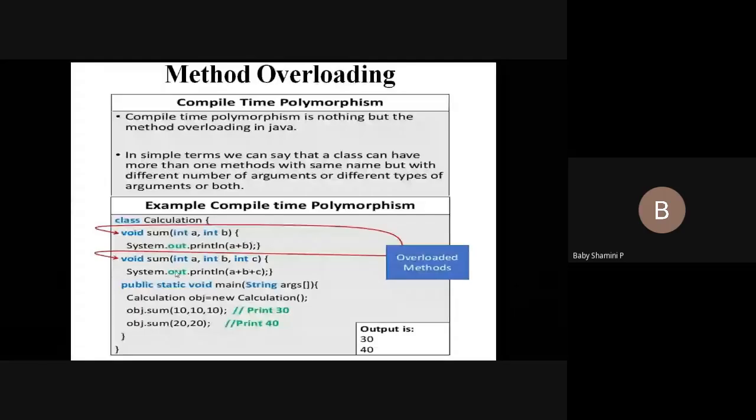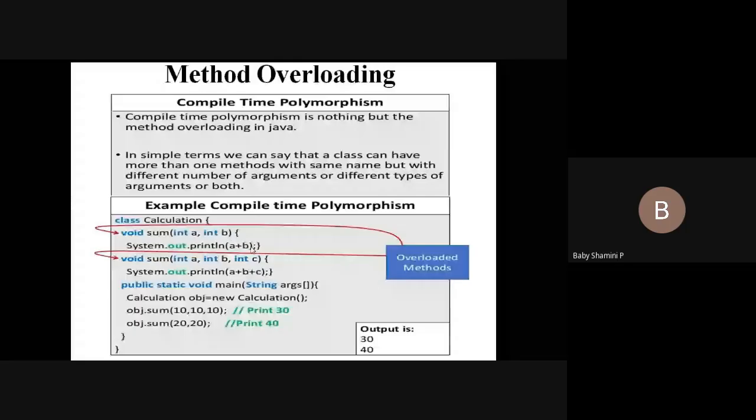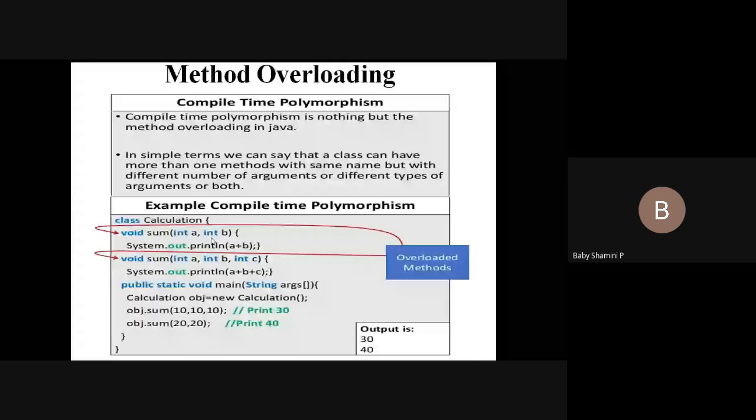So I am going to create an object for the class Calculation. Calculation obj equal to new Calculation(). Then obj.sum(...). At compilation time, it checks which method is going to be executed. First it checks obj.sum(10, 10, 10). So it checks the parameters. One method contains only two parameters, int a and b, and the other contains int a, int b, int c. So this 10, 10, 10 is assigned to the three-parameter method.